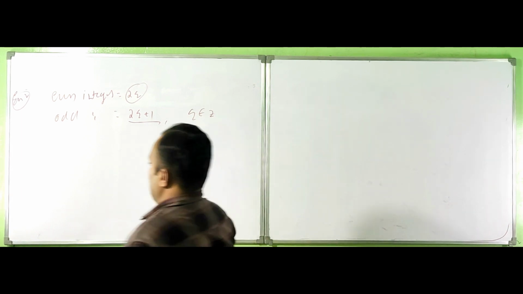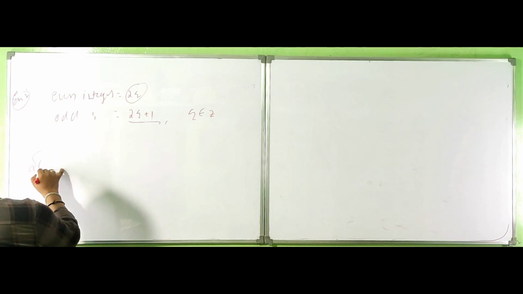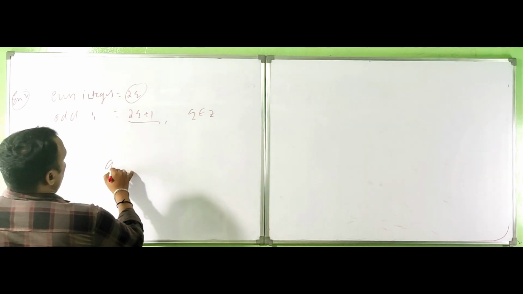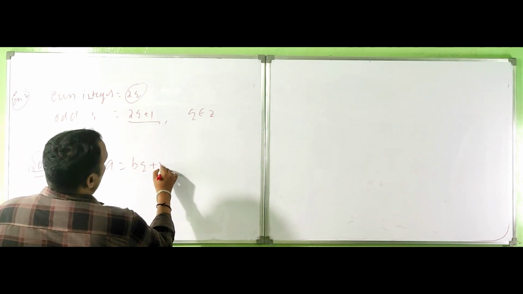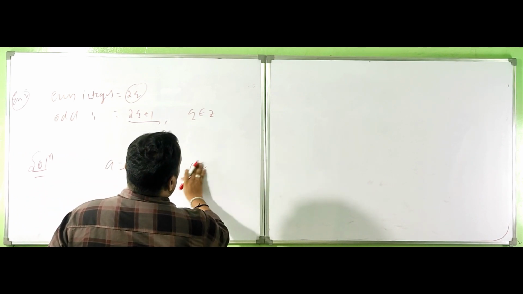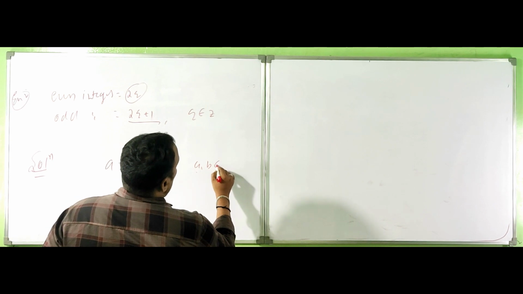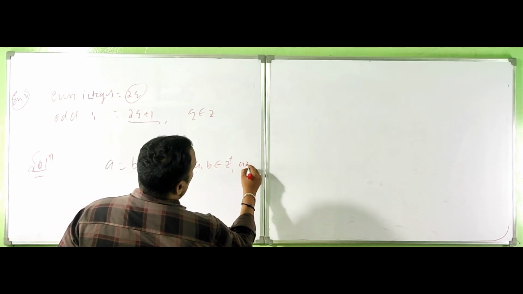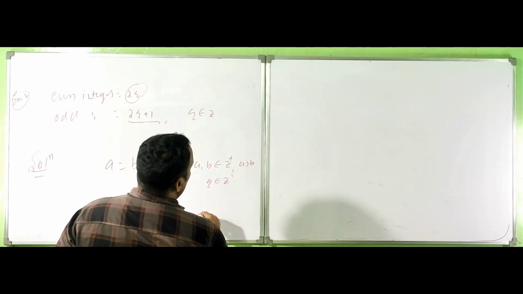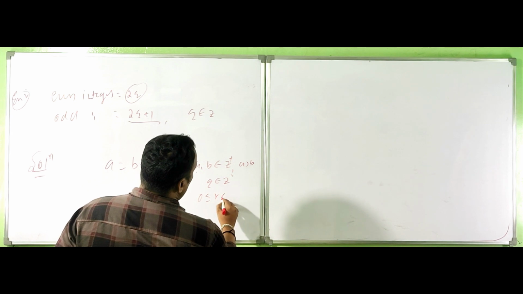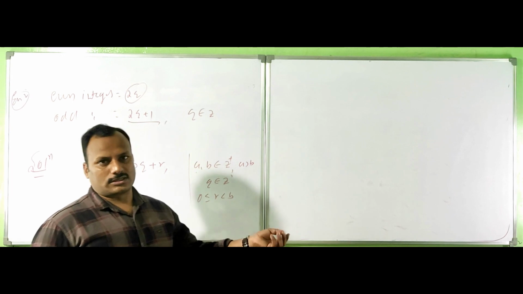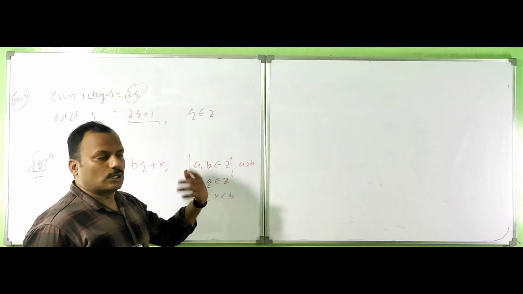Okay, solution. Let us take Euclid's division lemma such that a is equal to bq plus r, where a and b belong to positive integers such that a is greater than b, and q belongs to the integers, and 0 is less than or equal to r less than b. This condition is important. To understand this, you need to solve many questions and it becomes a habit.